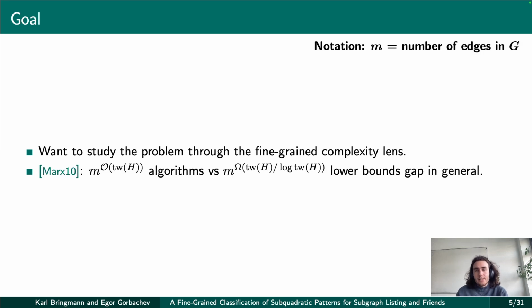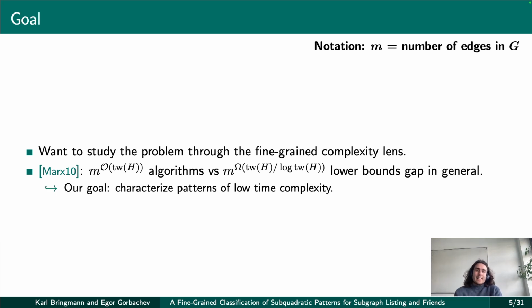As shown by Marx, the current best upper bound exponents are proportional to the treewidth of the graph. But the lower bound exponents are not only not equal to them, the gap is actually unbounded in general, and it's proportional to the logarithm of this exponent. So, as finding the exact time complexities of all patterns when this time complexity is high does not seem tangible, it's only natural to focus on patterns of low time complexity. In particular, we'll focus on patterns for which the problem can be solved in truly subquadratic time, in terms of the number of edges in this graph that we denote by m.